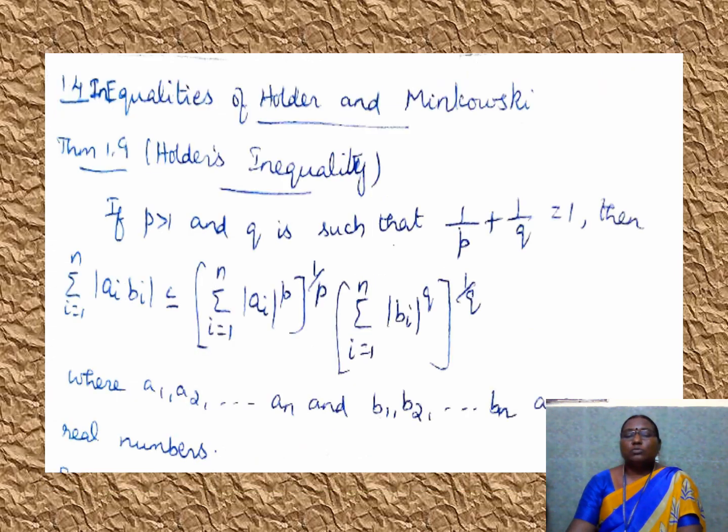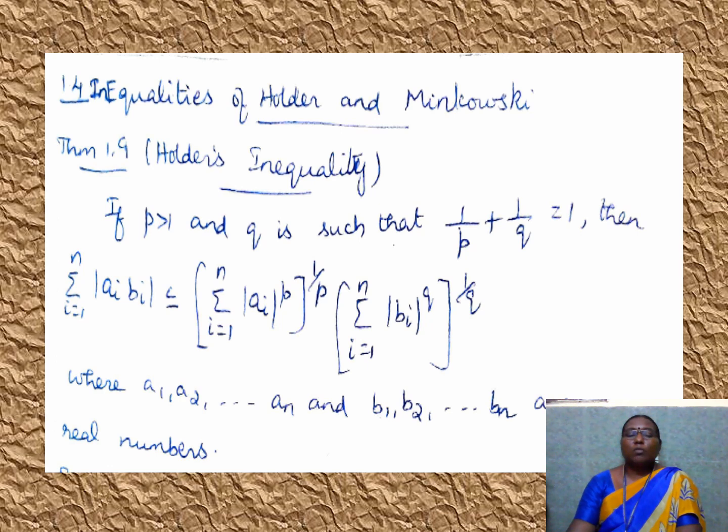So now let us move to the next section, Holder's and Minkowski's inequality. So this is the statement for Holder's inequality. If p is greater than 1 and q is such that 1/p plus 1/q equals 1. So we can take any number q such that 1/p plus 1/q satisfies the equation which gives the result 1. Then the inequality is: summation i equal to 1 to n of modulus of ai bi is less than or equal to summation i equal to 1 to n of mod ai power p, the whole power 1/p, into summation i equal to 1 to n of mod bi power q, the whole power 1/q.